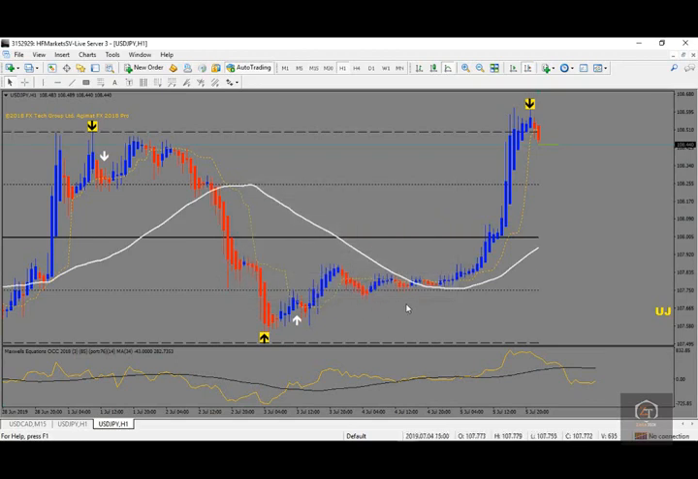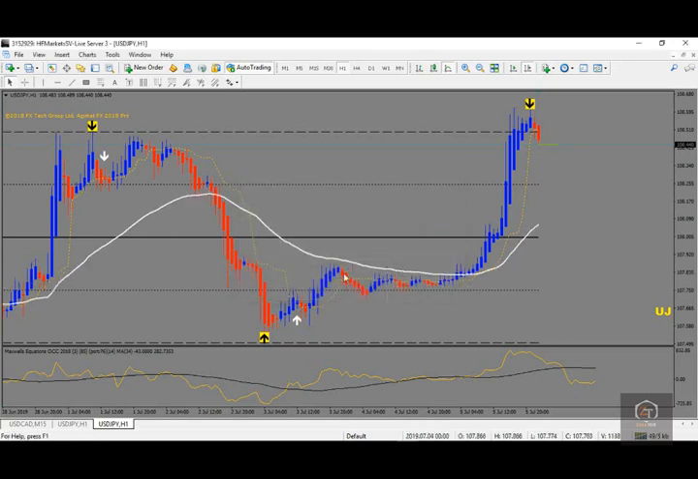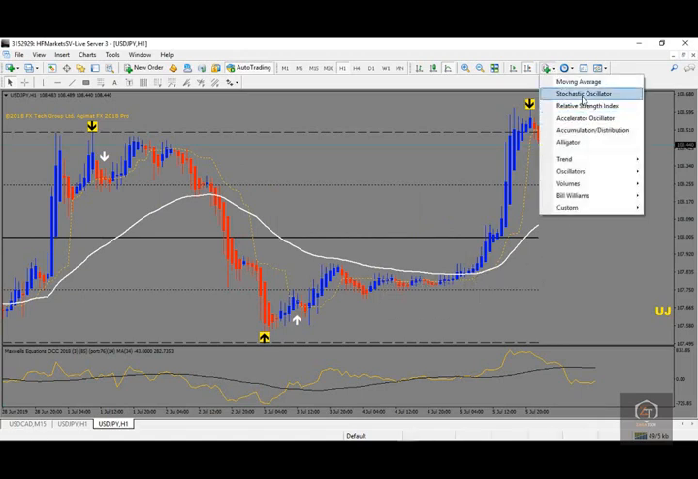That's one. That's what you need to do. Then the second one, or if you don't want to add this, we can change this to exponential moving average, exponential, and click OK. You see that?